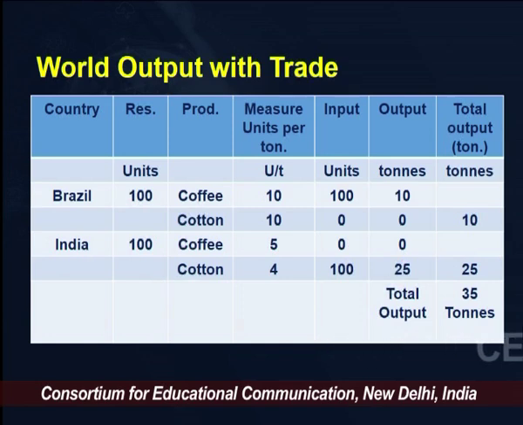So, the total output is 10 tons. For India, the whole of the amount is used for cotton. So, they can produce 25 tons of cotton, because 100 divided by 4 units required per ton comes out to be 25. Now, the world output will be 25 tons of cotton and 10 tons of coffee. That makes 35 tons of output for the whole world. Now, you can see that previously without trade it was 32.5 and now it is 35 tons. So, with trade the world output has increased.